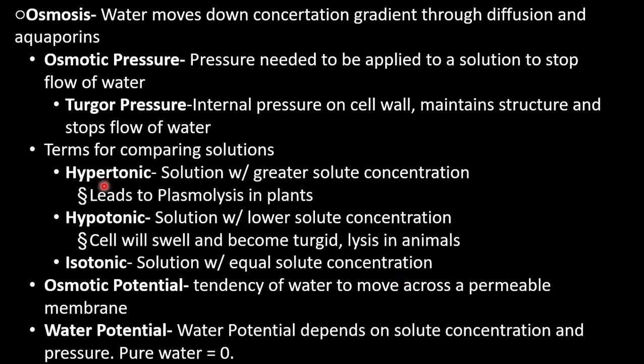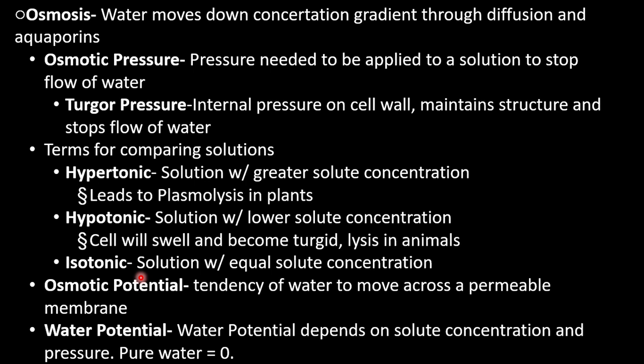So if a cell is hypertonic to its environment or its surroundings, then that means that the concentration inside the cell is higher. So water from the outside will actually flow into the cell, causing the cell to grow or swell up. Hypotonic means that the cell has less concentration than its environment. This means that water will actually go out of the cell in order to balance the concentrations. Because remember, concentrations always want to reach isotonic.